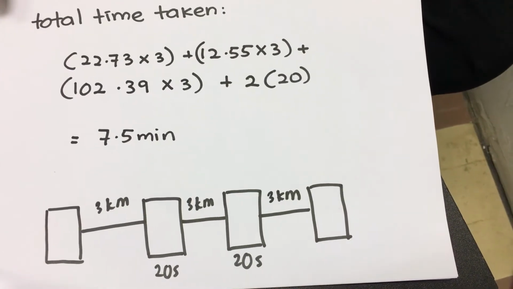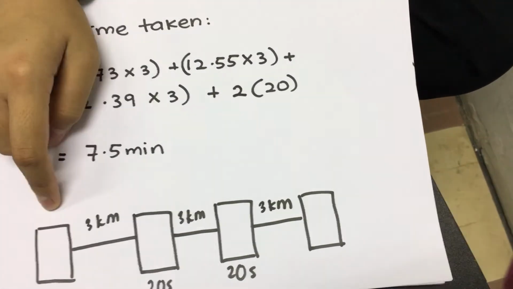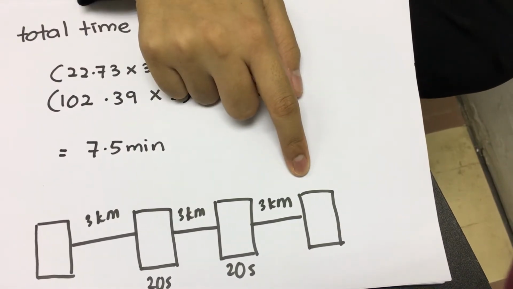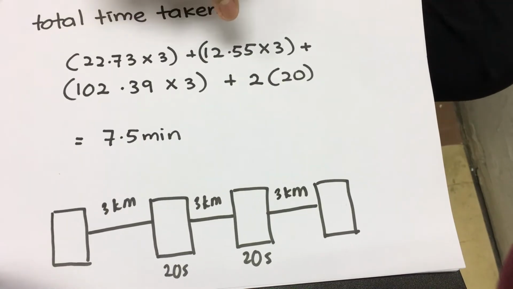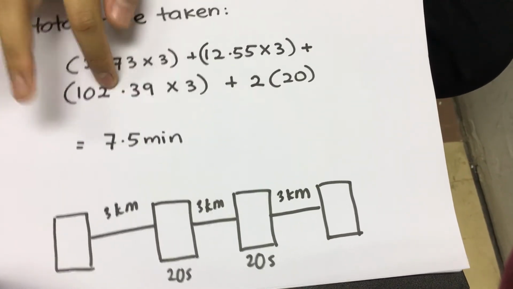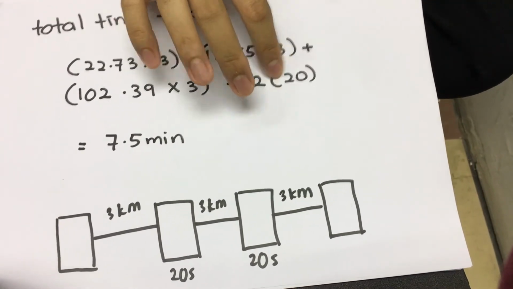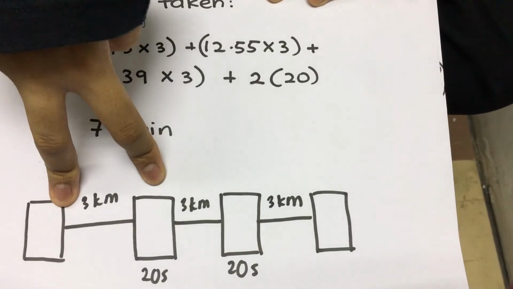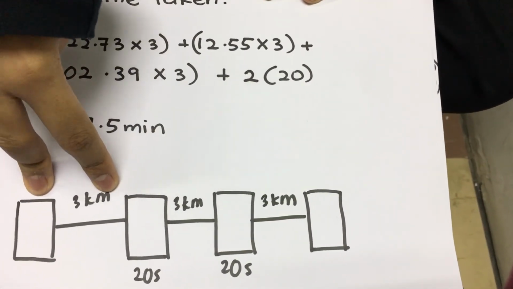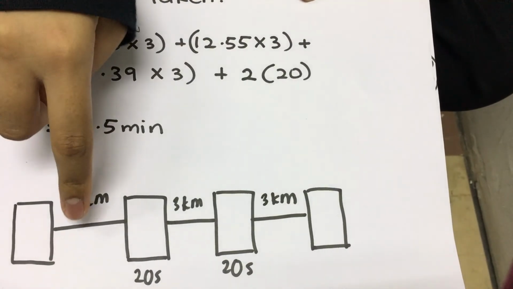Okay, so now back to the question, which asks us to find the total time taken from the first station until the fourth station. Now we take the time taken for acceleration, the time taken for deceleration, the time taken when it is constant, and the time taken when it stops at the stations. The time taken at each station is the same, so we multiply all these times by 3 to represent all 3 stations. So that's all from us.